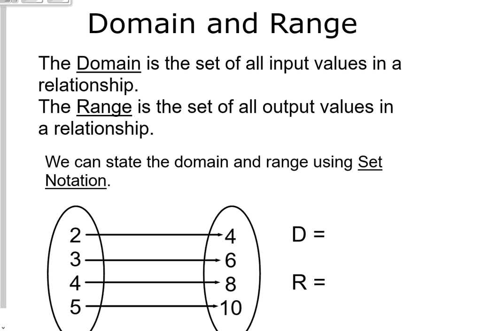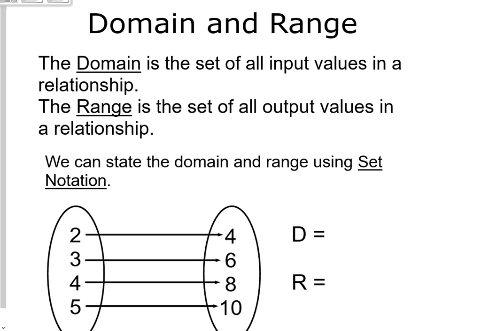All right, so hopefully you've completed the activity in Google Classroom. So now we're going to take a look at domain and range. The domain is the set of all input values in a relationship. So think about it as what can go into. So usually those are your x values that can go into a function or into an equation.